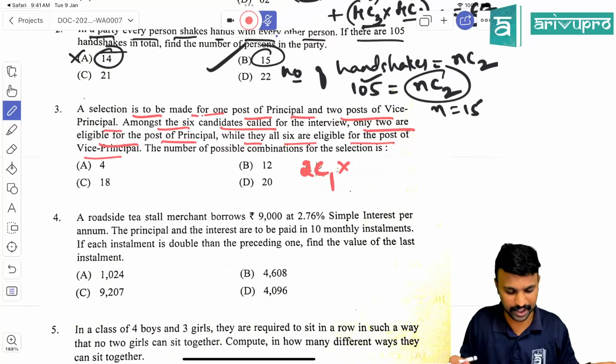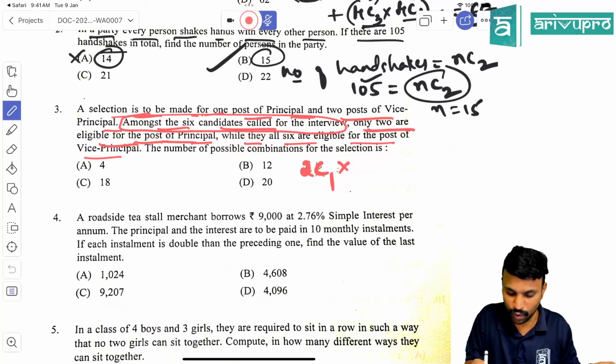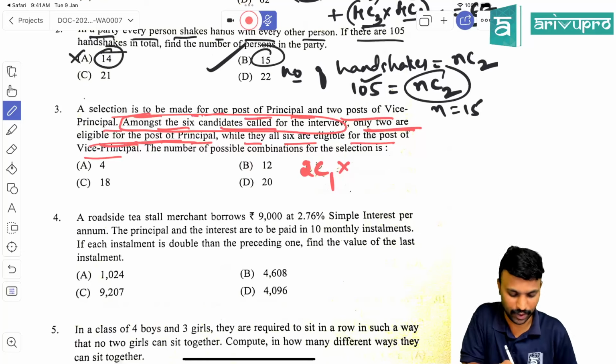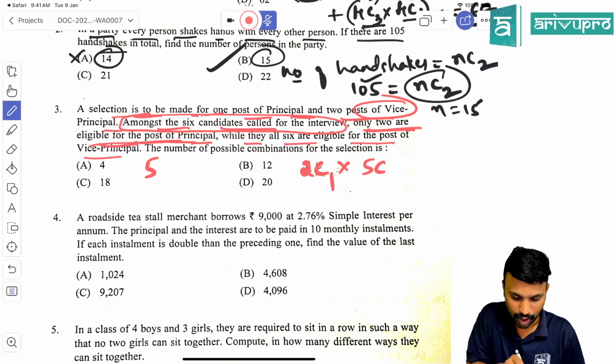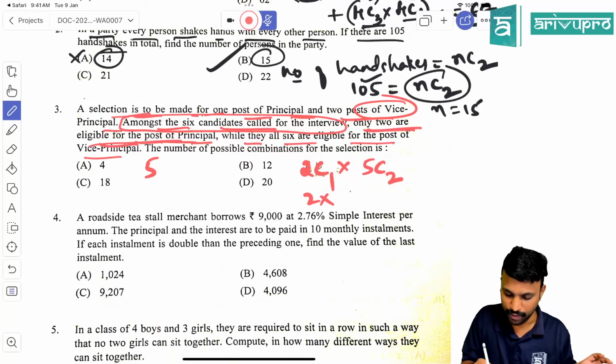Only 2 are eligible for the post of principal. The total number of candidates is 6. Out of this, only 2 are eligible for the post of principal. If out of 2, 1 is selected, then the remaining 5 are there. Yes or no? From the remaining 5, you need to select how many vice principals? 2 vice principals. So the result is 2C1, which is 2, times 5C2, which is 5 into 4 divided by 2, which is 10. So the result is 20.